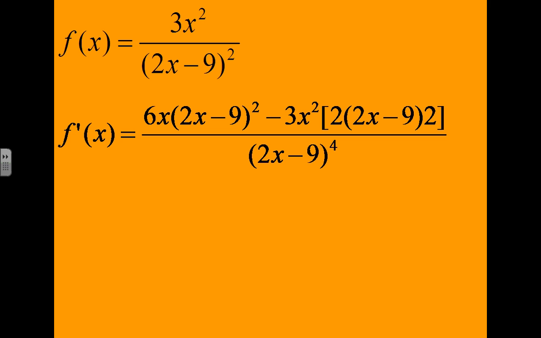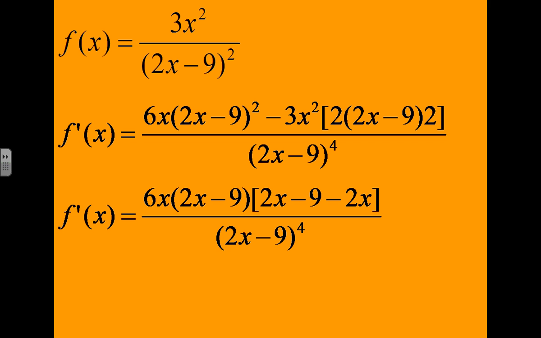You can factor, you can multiply it out. I'd probably factor out the 2x minus 9 and factor out a 3x, or 6x actually. You can factor them both out. So you factor out the 6x and the 2x minus 9, leaves you with 2x minus 9, and also leaves you with a 2x. Okay? So it gives you, looks like a critical number at 0, and that's it.